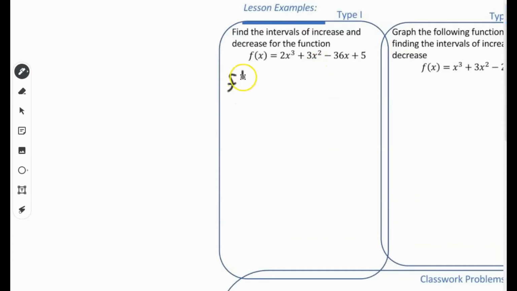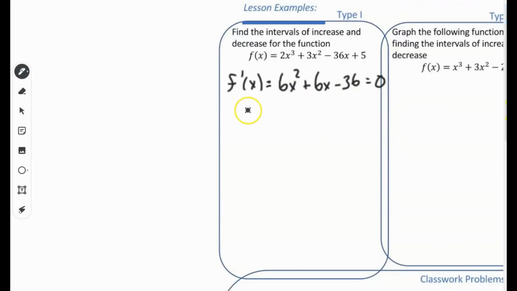So f prime of x is going to equal, here we have 6x squared plus 6x minus 36. And we're going to solve for when that equals 0. So we're looking for those horizontal tangents. Because it's possible that you can have a change between increasing and decreasing between those horizontal tangents. That's where it will happen.